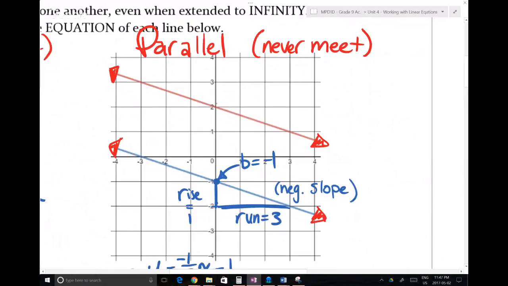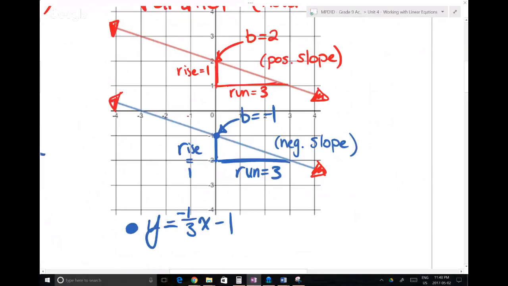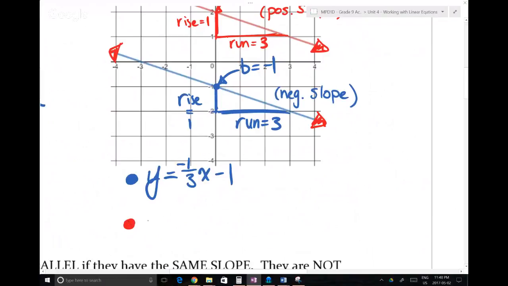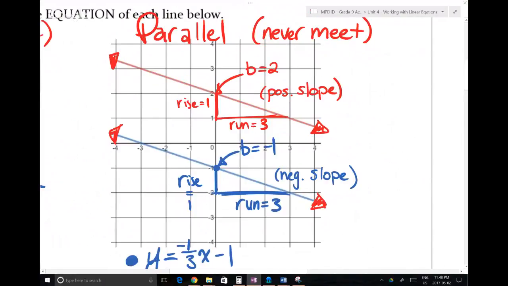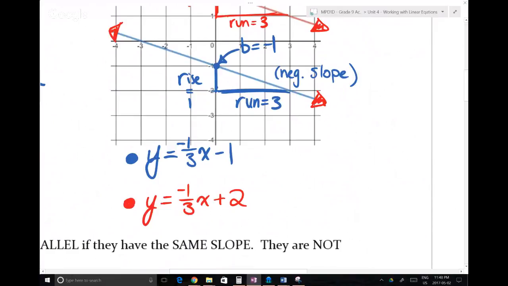Let's look at the red line here. Here we'll see that this red line has a y-intercept at 2. This one has a positive slope, and specifically, we can find the measurement here because it's got a rise of 1 and a run of 3. And so our red line here will have an equation y equals 1/3x plus, what was the y-intercept, 2? Plus 2. All right, and these are parallel lines.